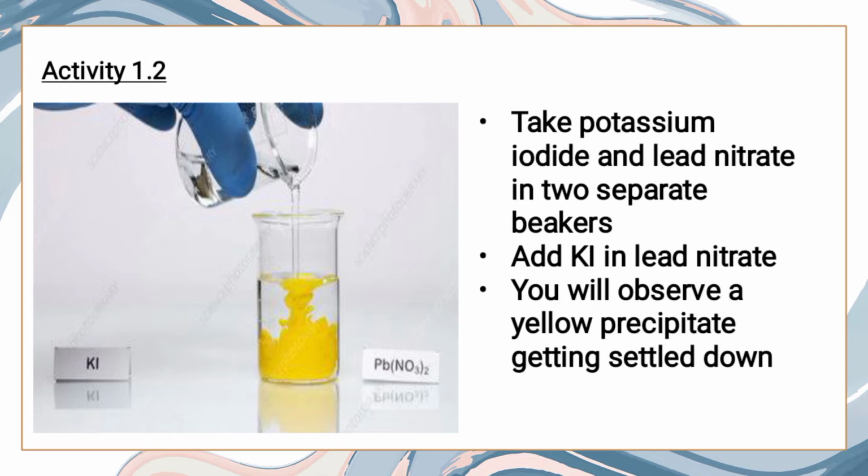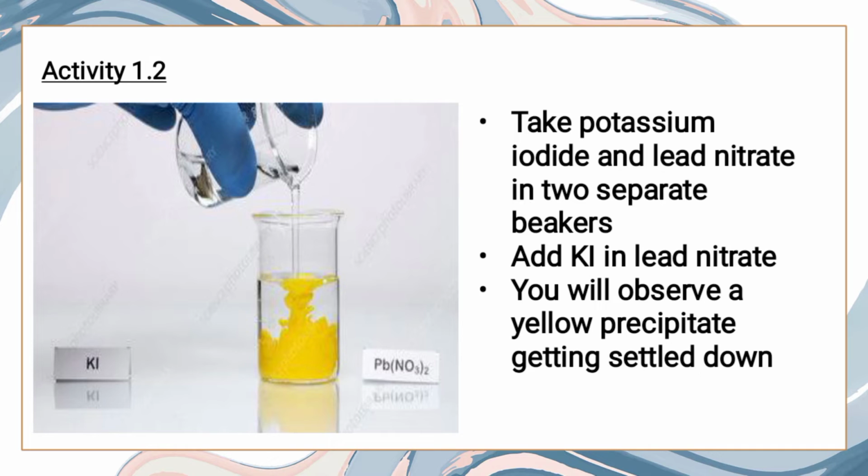As you can see in the image, when you are pouring potassium iodide into a lead nitrate solution, a yellow precipitate, or a yellow color, is getting settled down. Here we can see initially both the beakers were colorless. As you are mixing the potassium iodide with the lead nitrate, you can see a yellow color. So there is a change in color. So you can tell here a chemical reaction has taken place.